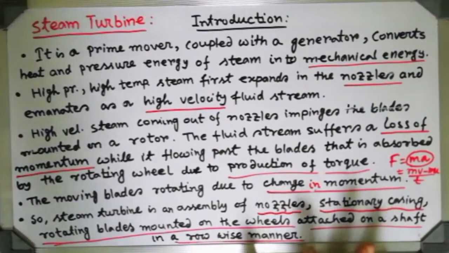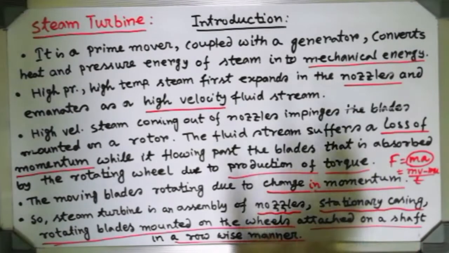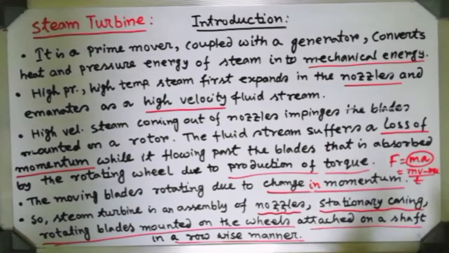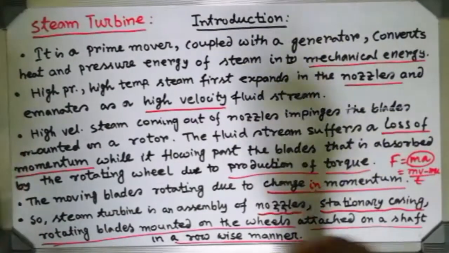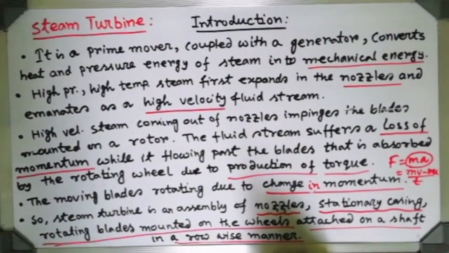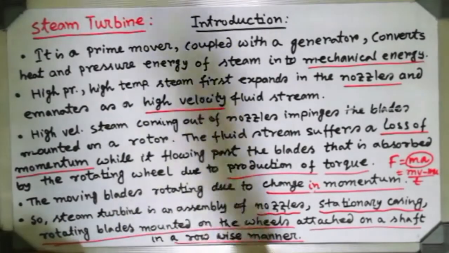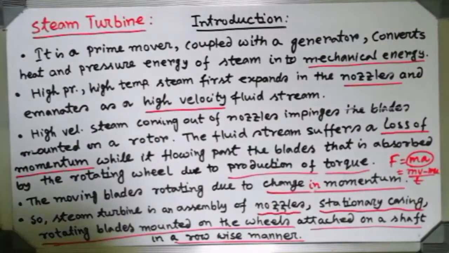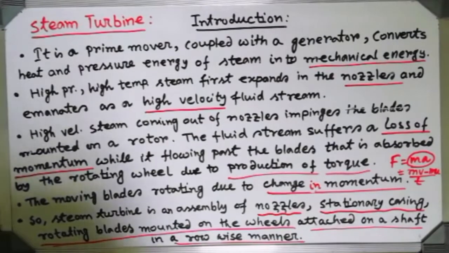That's why these are the important components I am talking about. Nozzle is a very important one. First of all, we should start our class today with the nozzle. Then a casing, which is basically protecting the turbine from the atmosphere. Then rotating blades mounted on a wheel, and all these blades are arranged in a series manner. So multiple stages are there.